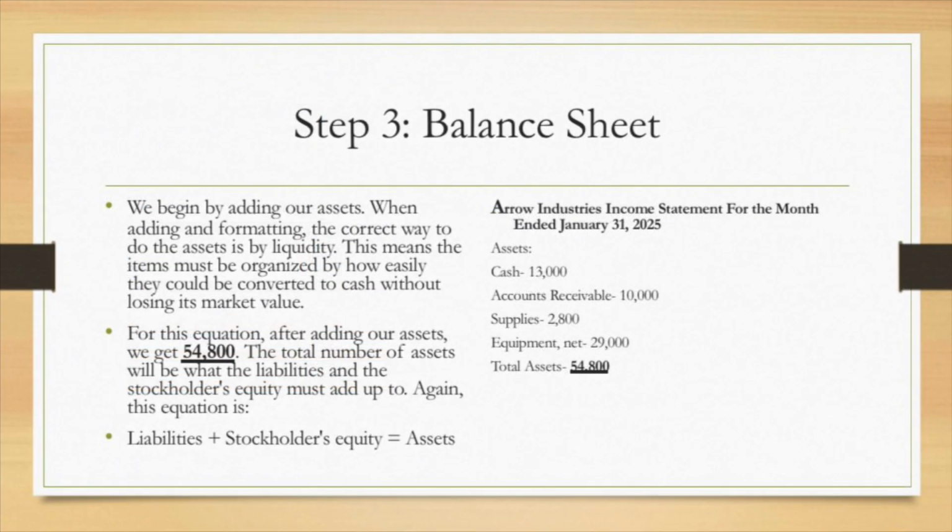This is where we do a little bit more math. This is where we get our total asset number, which is also what the liability plus the stockholders' equity must equal out to. So we're just going to take all of the assets in the category that we highlighted and add them all together, and we get 54,800. The correct way to organize assets is by liquidity. This means that the items must be organized by how easily they could be converted to cash without losing value.